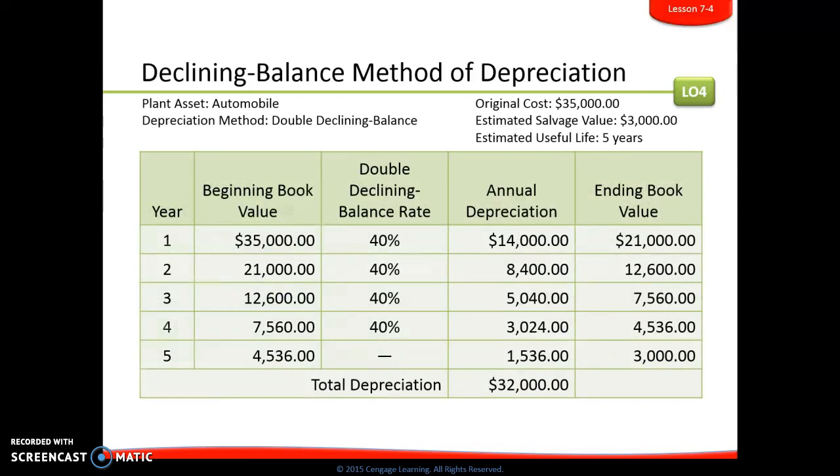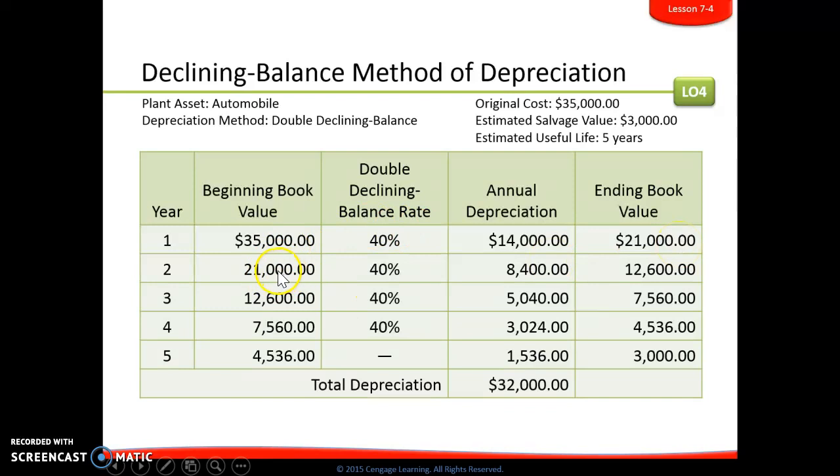So here they've put it into a table for us. We see that we have an automobile. The original cost was $35,000, estimated salvage value is $3,000, useful life is 5 years. So we figured out this rate to be 40%, and that was from the previous slides. So in that first year, we're going to take $35,000, the beginning book value, times 40%. That first year, it's going to depreciate $14,000 to give us an ending book value of $21,000.